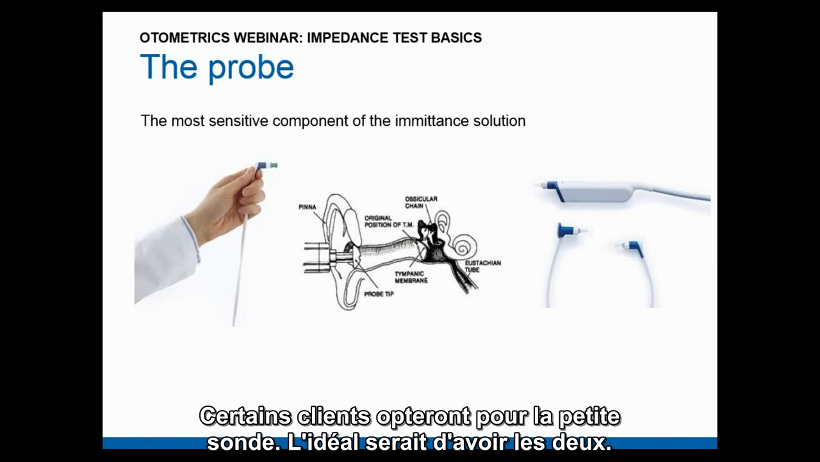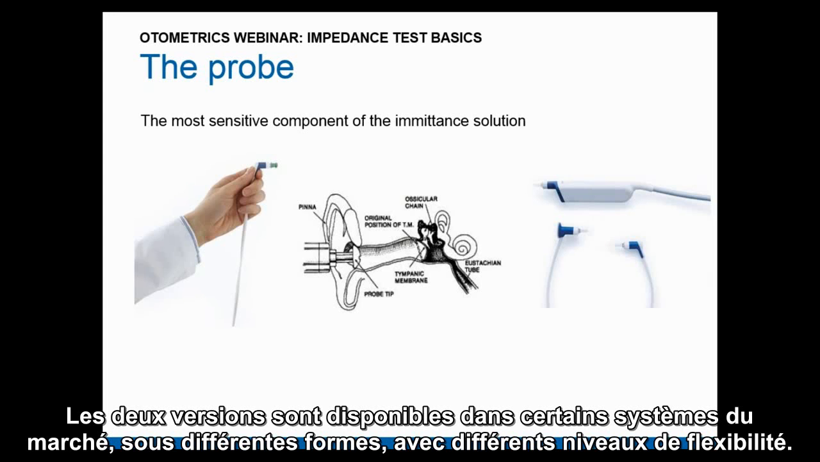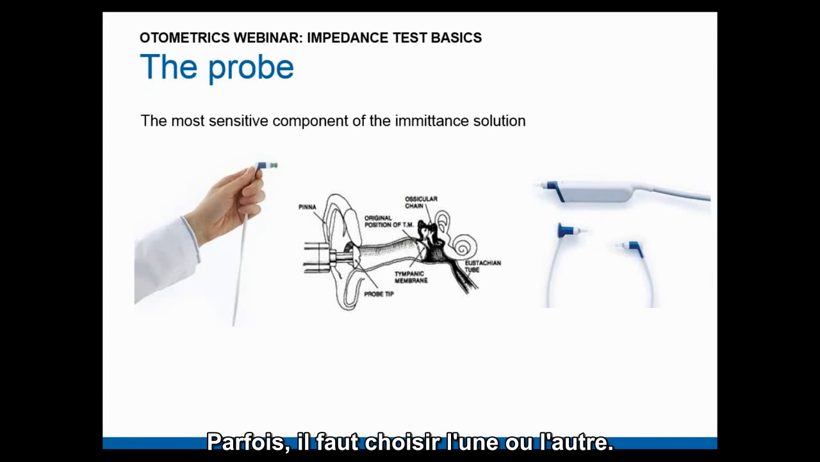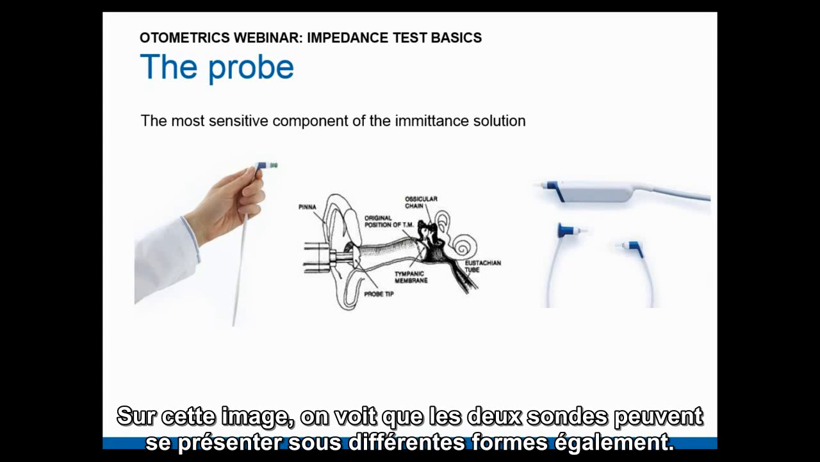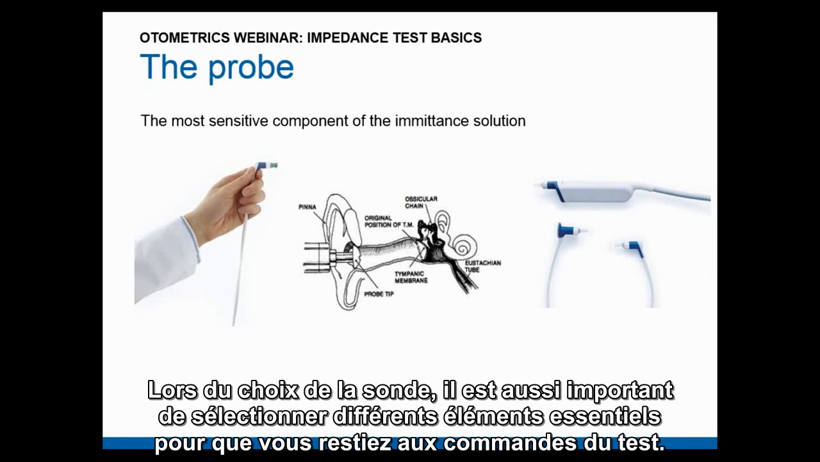The best way will actually be to have both, and it's available in some systems in the industry in different manners with different flexibility. Sometimes you have to choose one or the other, and the best solution will actually be to be able to have both available at some point when you need it. So basically on this picture you can see that both probes can be available in different shapes as well.